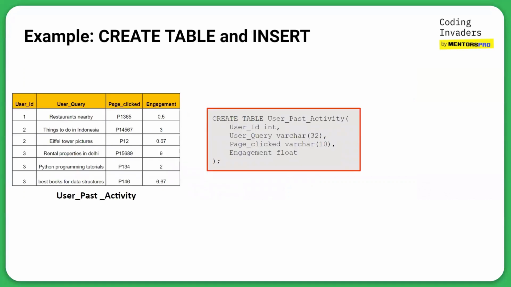This is the create command for this table. And here we have the table name. The first column is user ID and its data type is int, that is integer. The second column is user query and its data type is varchar and the maximum length given is 32. Then we have the page clicked column. It is also of varchar data type and the maximum length is 10. Engagement is our last column. It has decimal values and hence we have declared it as float.